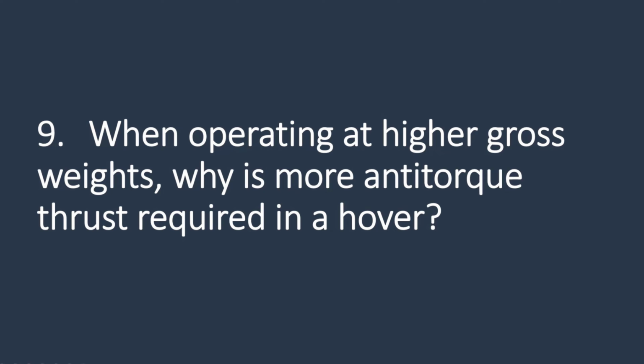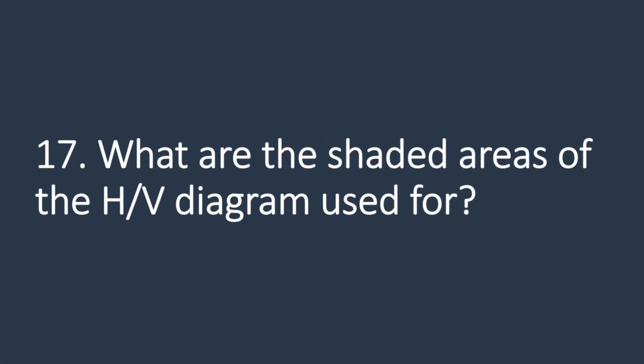When operating at higher gross weights, why is more anti-torque thrust required in a hover? What are the shaded areas of the height velocity diagram used for?